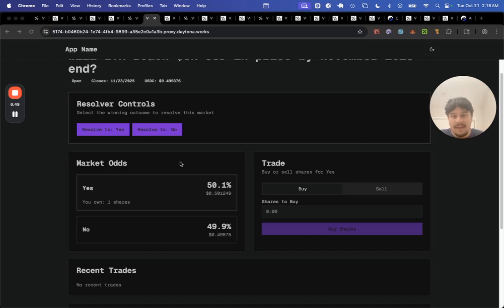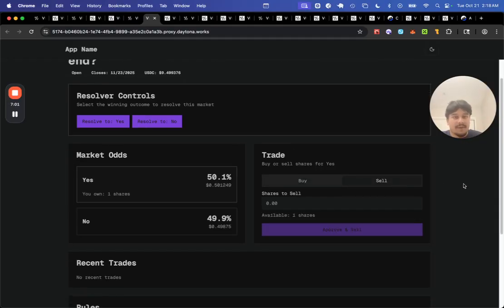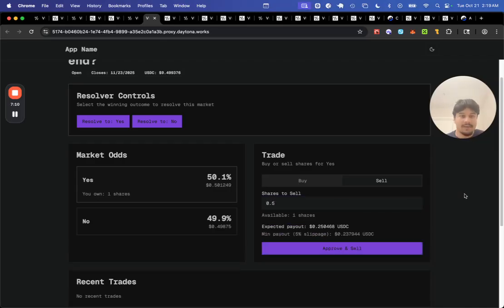And after doing that, you can see that the odds have slightly updated. So because I bought one share of Yes, the market reflects that now. And then I can also come here and sell. And, as you can see, we have the one share available to sell. If I say sell 0.5 of this, I'm expected to get 25 cents, which is about right, notwithstanding the slippage, if other people are actively trading on the market.